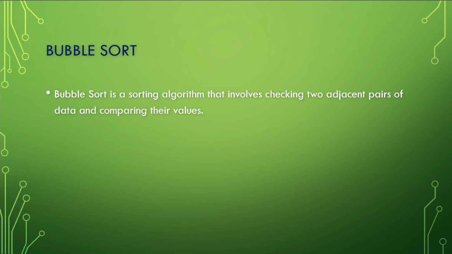So I'm about to show you how exactly bubble sort works. A bubble sort is a sorting algorithm that checks two adjacent pairs of data and then compares their value. So you could compare the integer value or floating point value. You could also compare the ASCII value of a character. As long as you can take the data and turn it into a value, sorting algorithms will work for you.